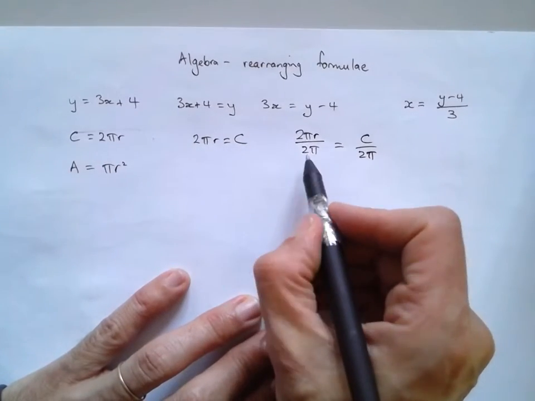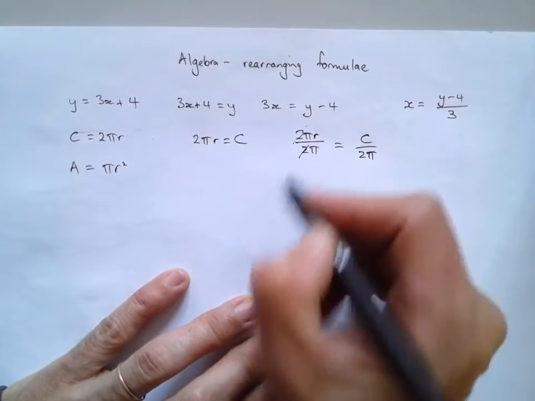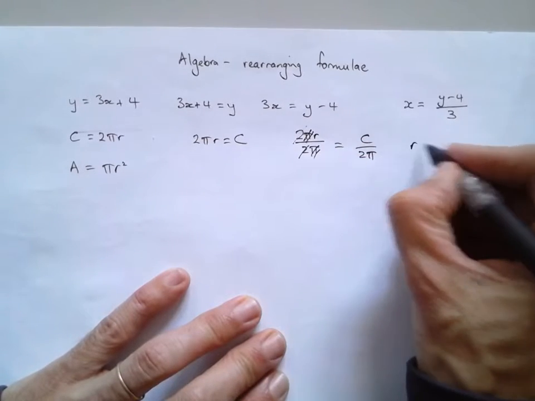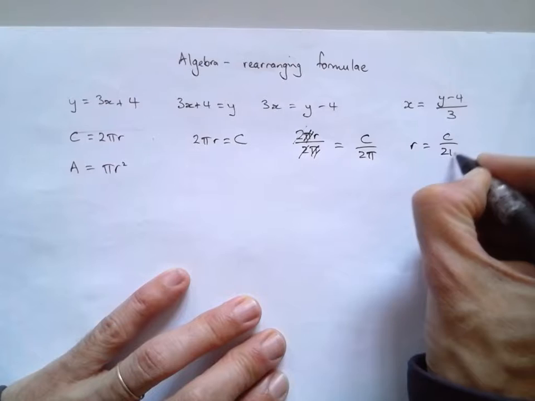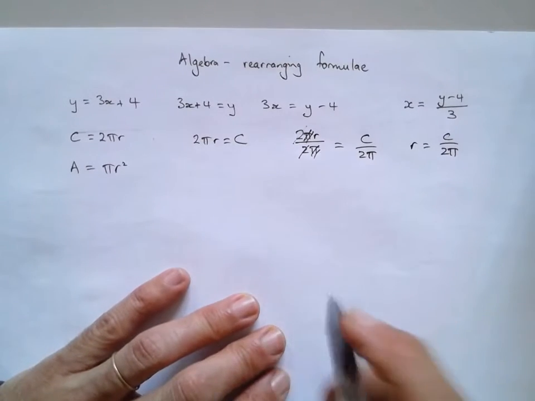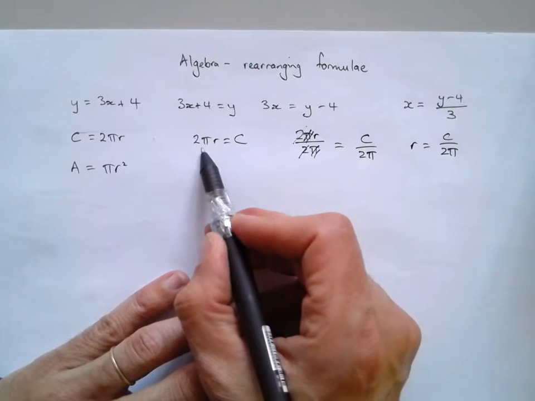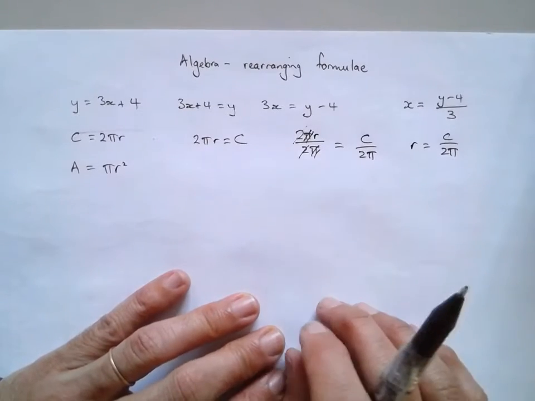And 2 pi over 2 pi, the 2's will cancel, 2 divided by 2 cancels, and my pi's cancel, and I'm simply left with r equals C over 2 pi. When we've got two things multiplied before the r, we can divide by them both at once effectively.